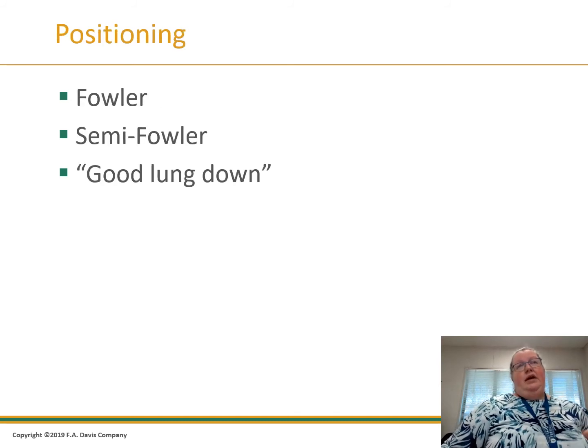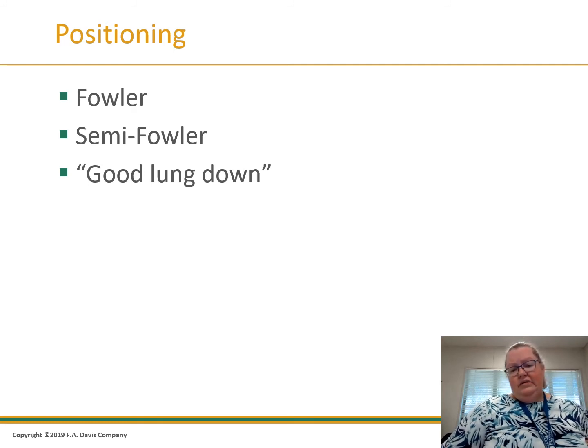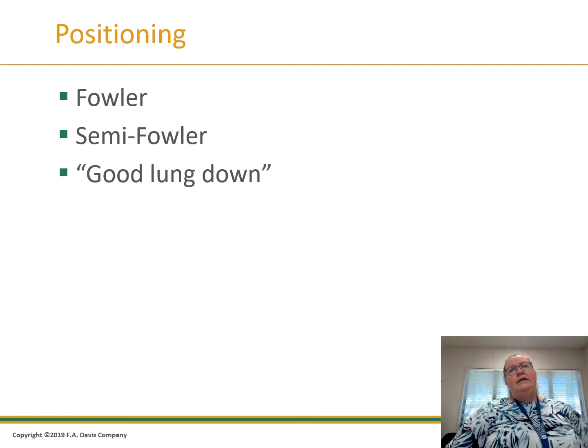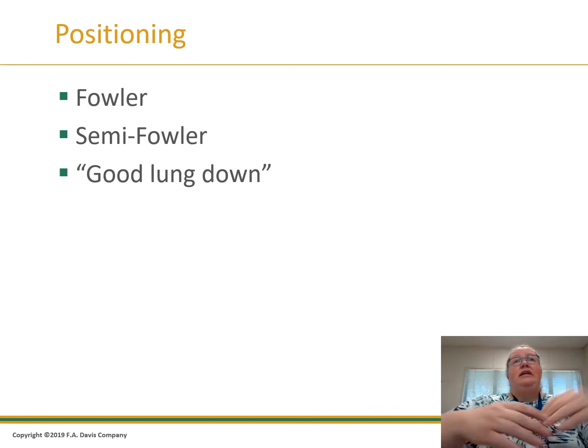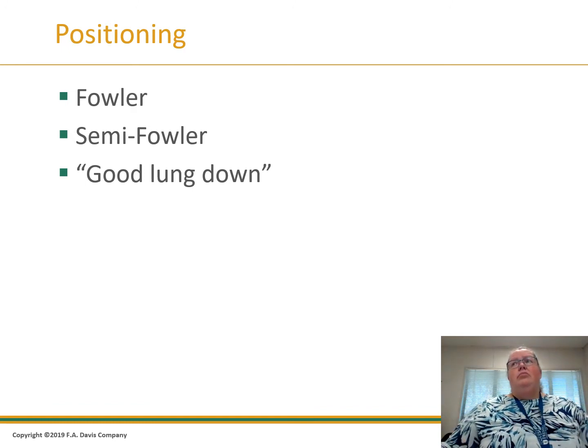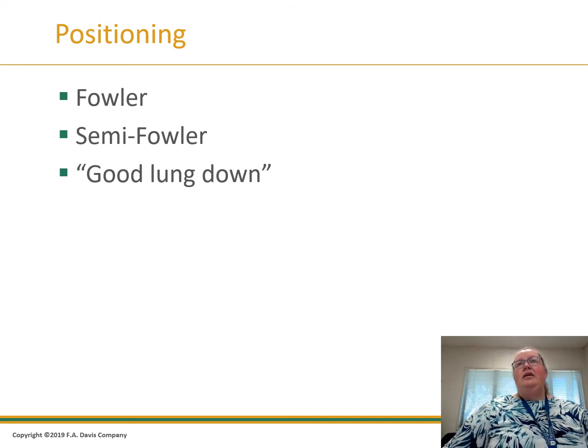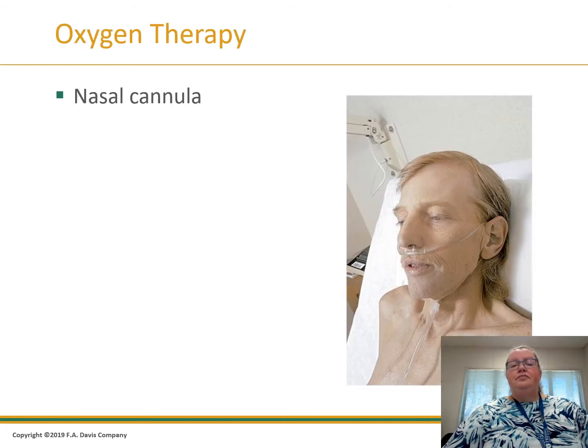Positioning. People with lung issues cannot lay down flat. They always have to be in Fowler's or semi-Fowler's, or sometimes they have to be leaning over a bedside table. They really cannot lay down flat. It's like they can't breathe. So typically you'll see them sleeping in recliners, sleeping in their wheelchair.